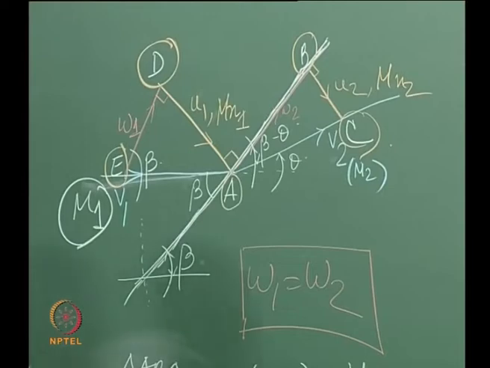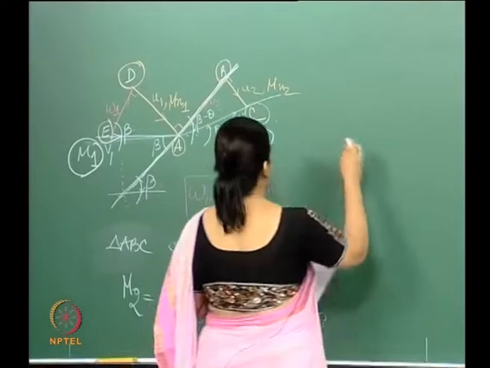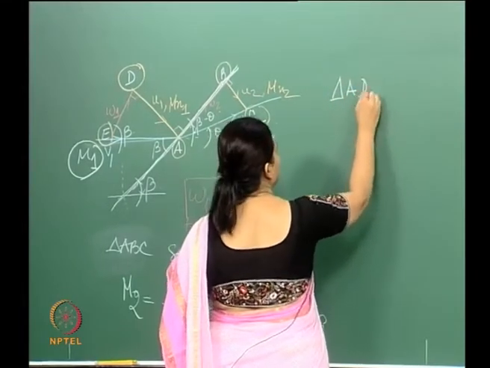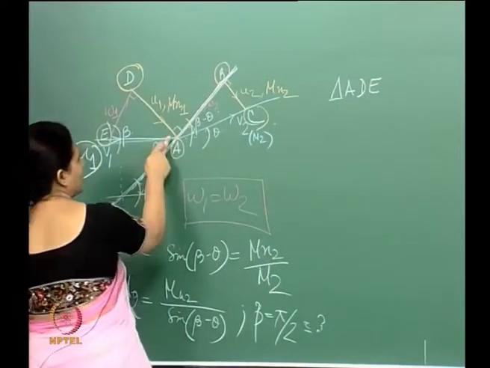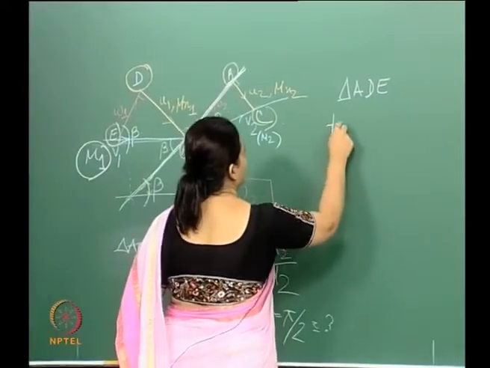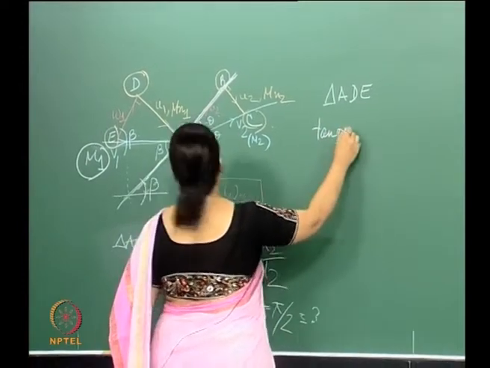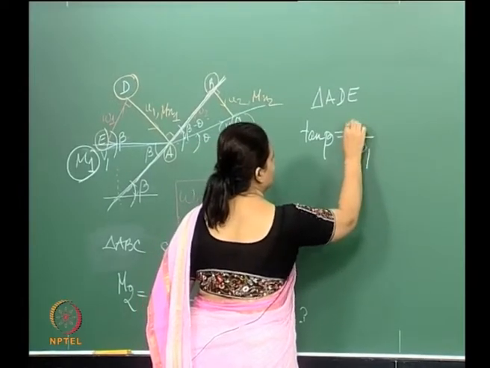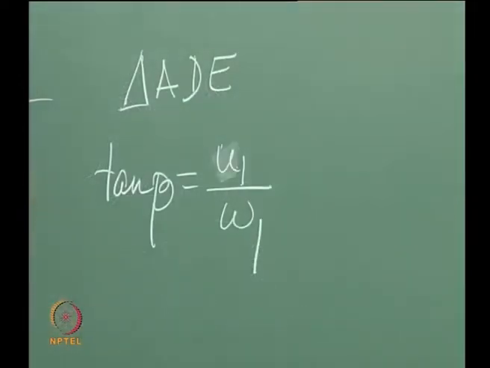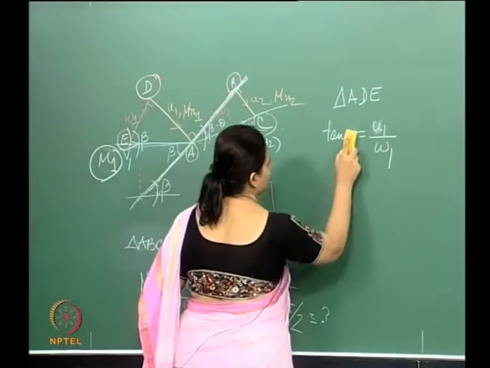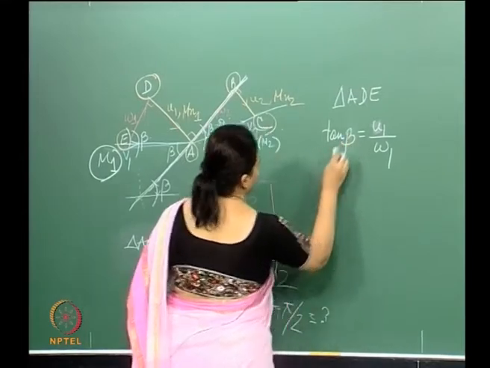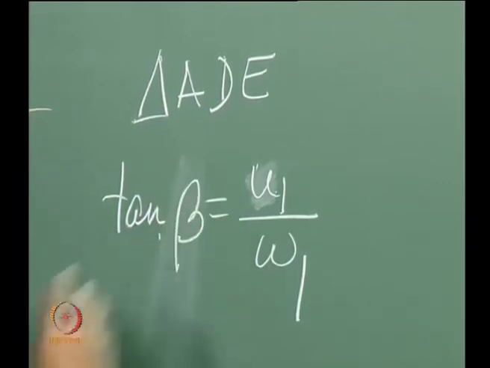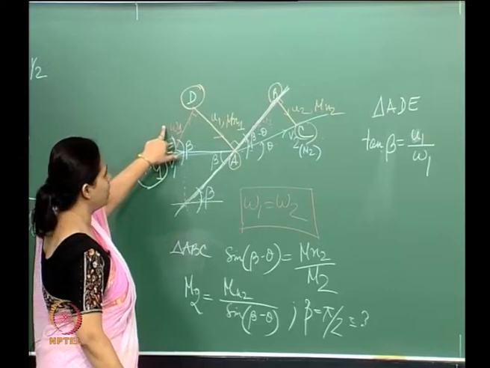So then what we get is, from this triangle A, D, E, I'm looking at this triangle over here. So then what I get, this is just from the geometry. This is tan beta. So tan beta is equal to U1 by W1.